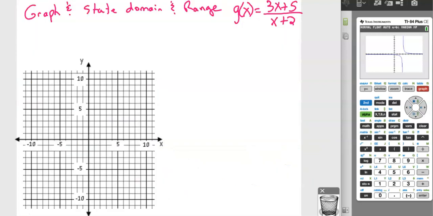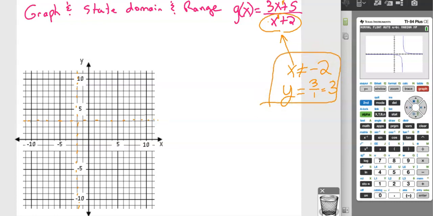So here I have a problem. Notice I have this right here. First thing I would notice, very first thing I would notice, x cannot equal -2. And that tells you right off the bat that you have a vertical asymptote at x equals -2. Also, if you notice the x to the first and the x to the first are the same, that means that y equals 3 divided by 1, or just 3. So you have a horizontal asymptote at 3. So notice there, these are the two asymptotes, a horizontal and a vertical asymptote.